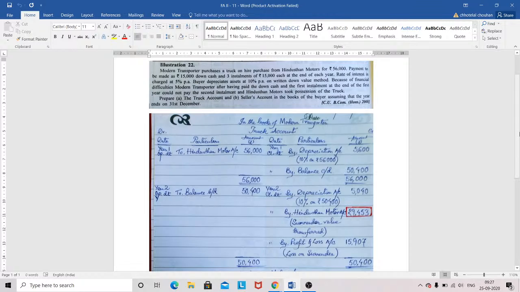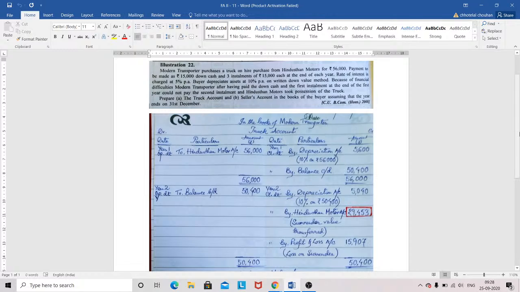So this is about complete repossession. Now, what about the accounting treatment of repossession? It's nothing but the reverse entry of the asset purchase. What is the journal entry of asset purchase? Asset account debit to hire vendor account. When repossession happens, the journal entry will be just the opposite: hire vendor account debit to asset account.